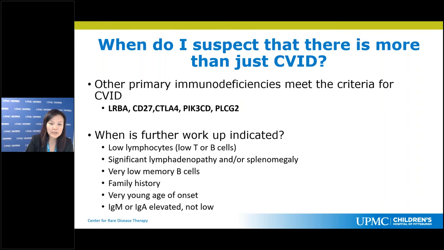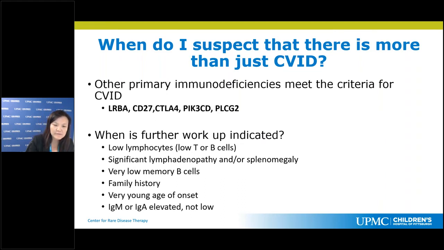So when do we think, okay, am I just going to call this CVID, or do I need to be looking for something else? So when is further workup indicated? When I see a patient who fits the CVID criteria, but they have really low lymphocytes, so their T cells are very low, their B cells are very low, I wouldn't call that classic for CVID. It's been described and seen, but that always raises my suspicion that maybe I should be asking more questions and getting a really good history.